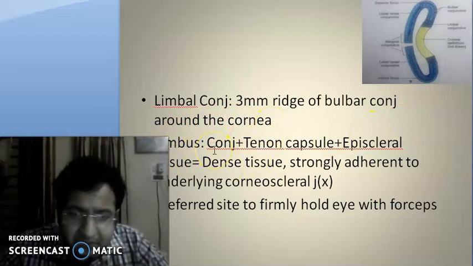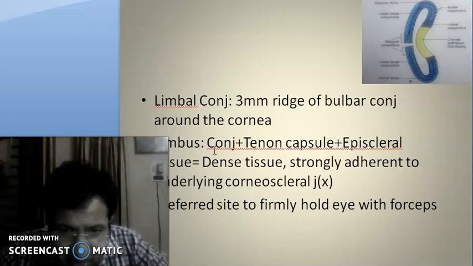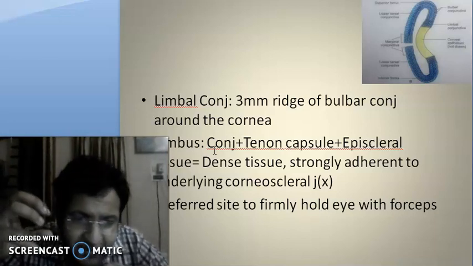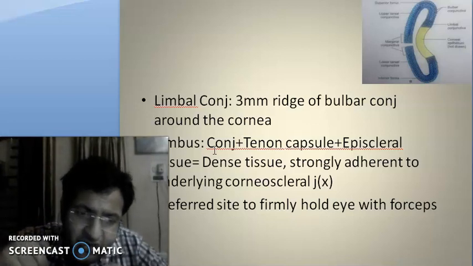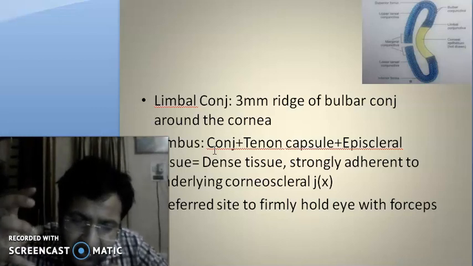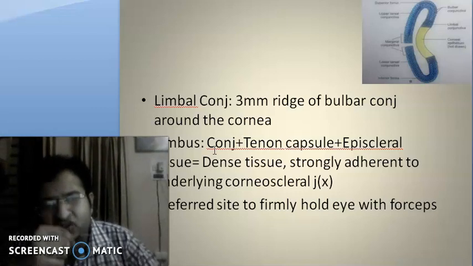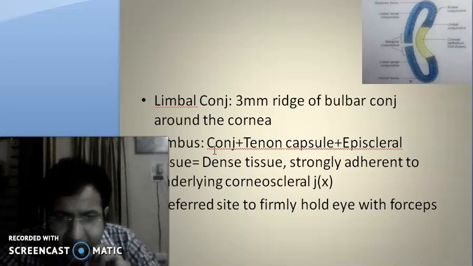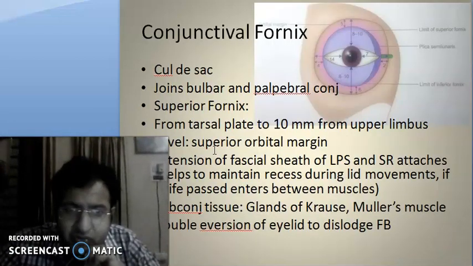What is limbus? Limbus is that area where the conjunctiva, the Tenon's capsule and the episcleral tissue are very firmly adherent to each other and form a dense tissue which is strongly adherent to the underlying corneoscleral junction. So this corneoscleral junction along with the limbal stem cells, this dense tissue formed by the conjunctiva, Tenon's capsule and the episcleral tissue forms the limbus, and it is the preferred site to hold the eyeball with any forceps or any instrument during surgical procedures.